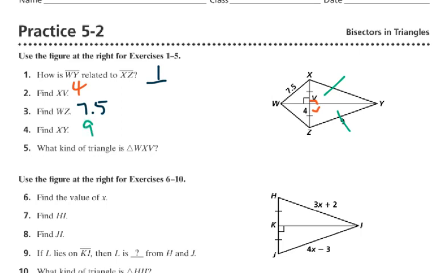And it says, what type of triangle is WXZ? So let's see, WXZ. Well, it has two congruent sides, so that means it's isosceles.